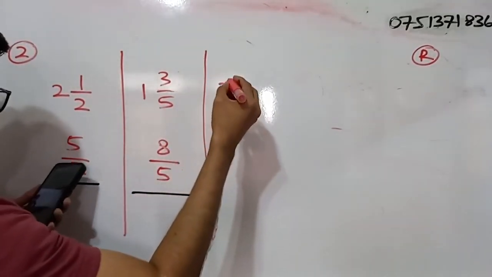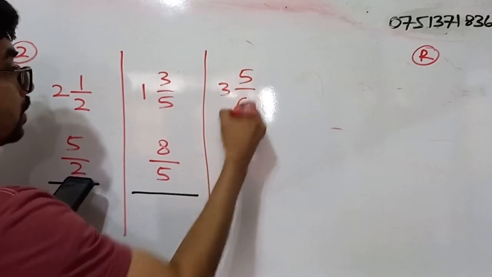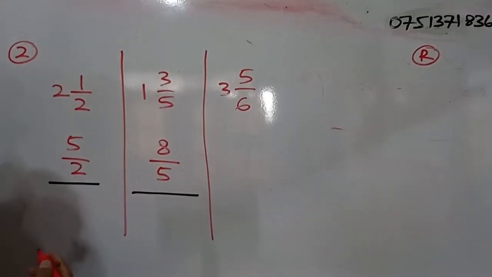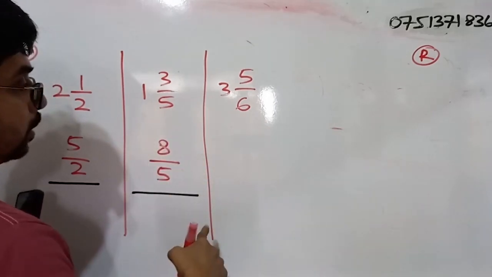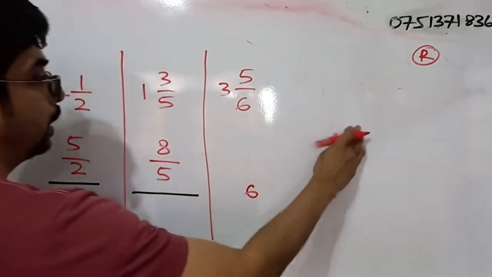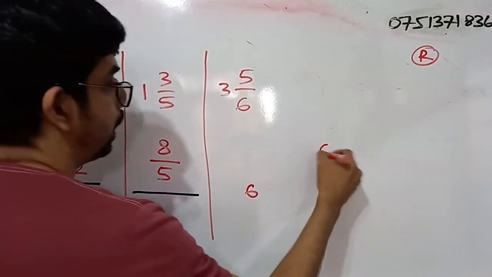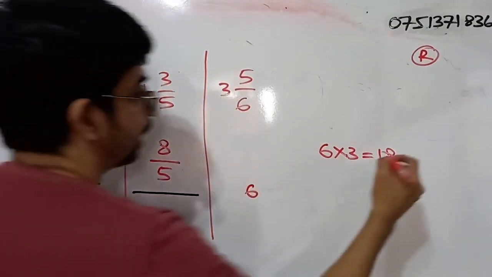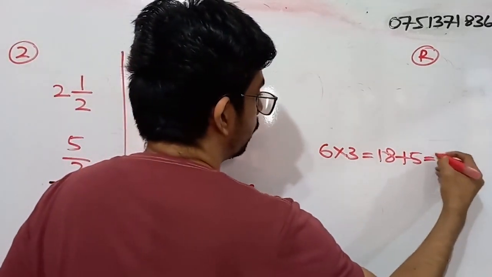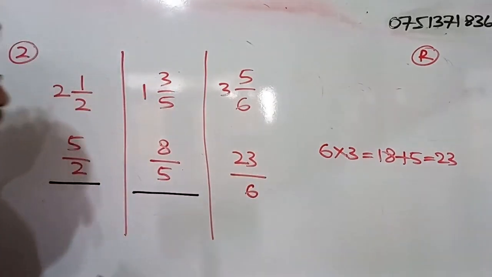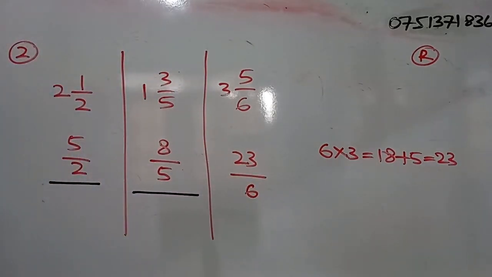Right, the next one, what do we have? 3 and 5 by 6. So what will be the improper fraction? The denominator will be the same, which is 6. How do we calculate the numerator? 6 times 3, that is 18. To that we add a 5. So we get 23. So 23 by 6.